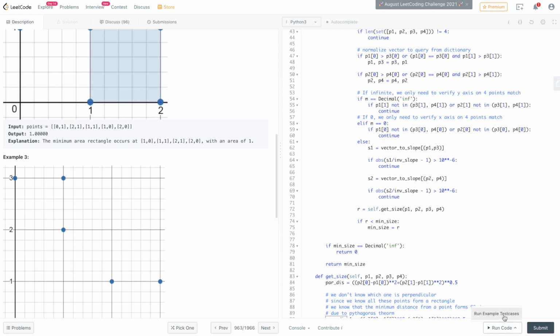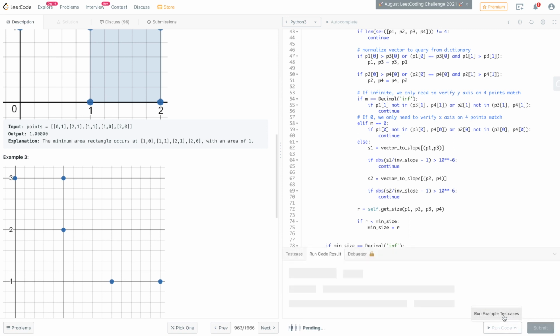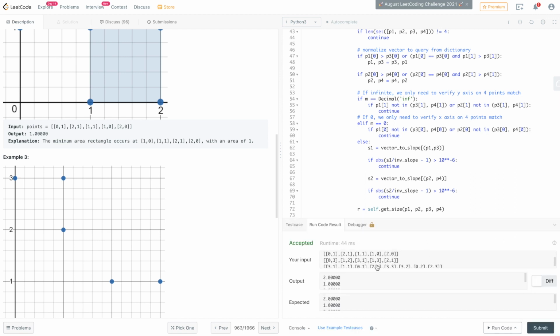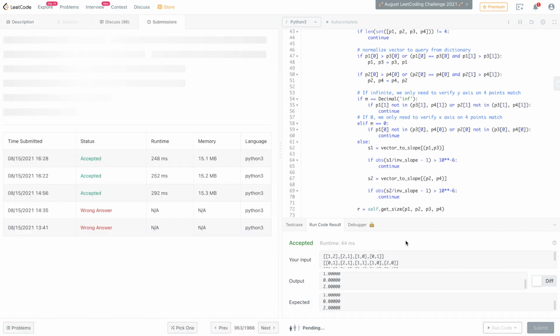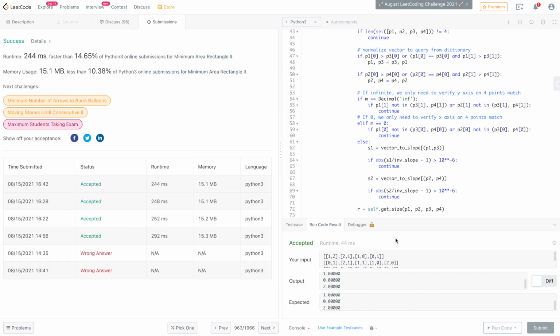Let's run through the example test case. And looks like it worked as expected. 2, 1, 0, 2, 2, 1, 0, 2. That's what we expect from here. Let's run it. And it worked as expected.